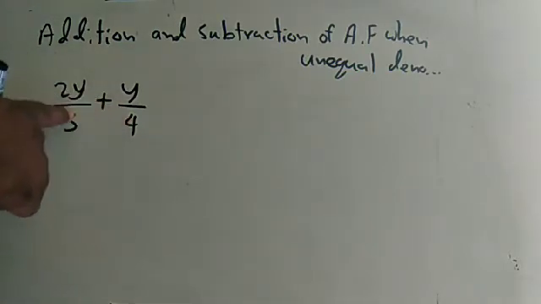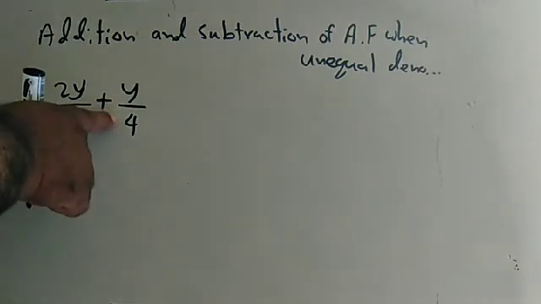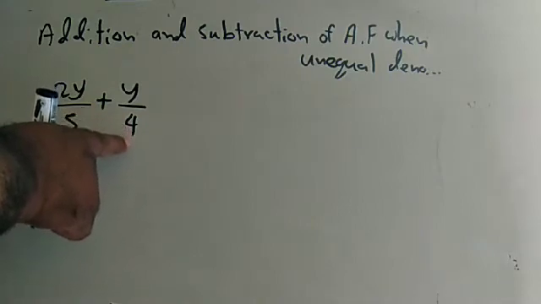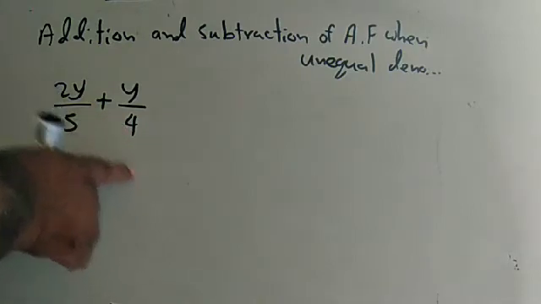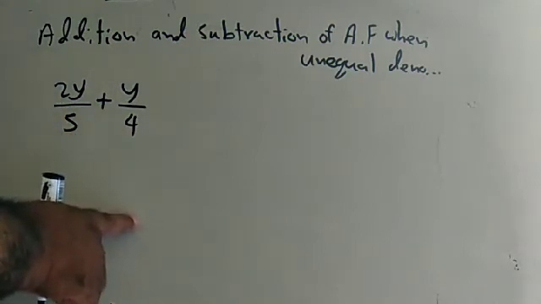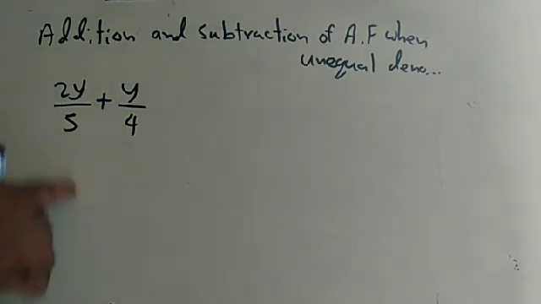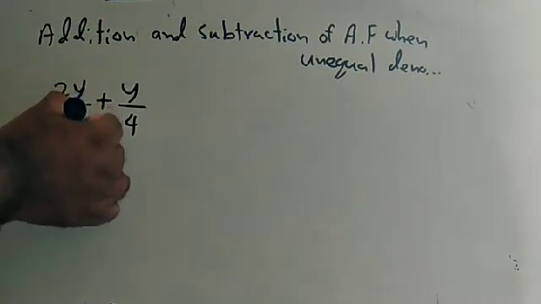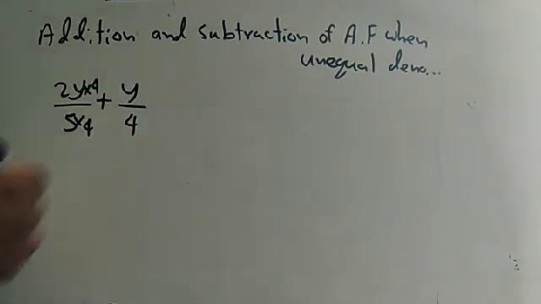What is the common denominator of 5 and 4? The multiples of 5: 5, 10, 15, 20. The multiples of 4: 4, 8, 12, 16, 20. Now 20 is common, no? Both a multiple of 5 and a multiple of 4. To make 20, 5 should multiply by 4. Then 2y also multiplies by 4.